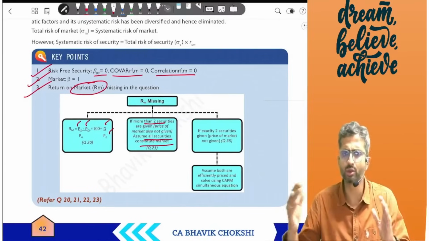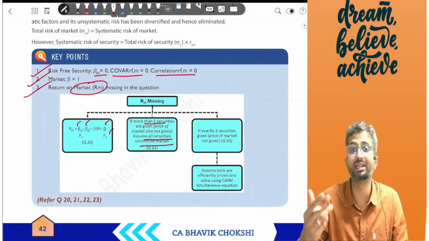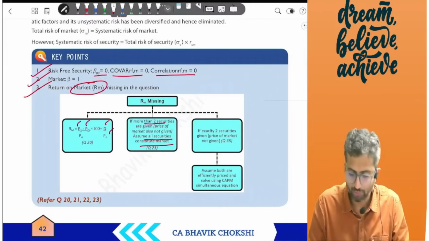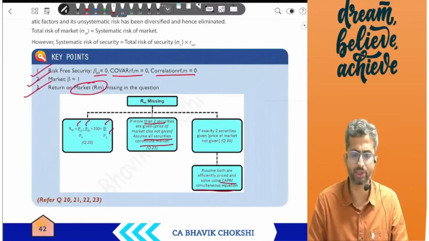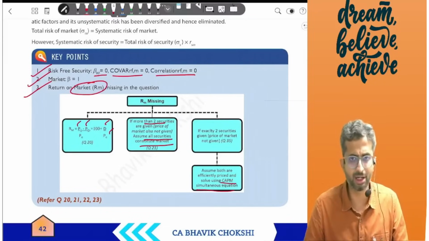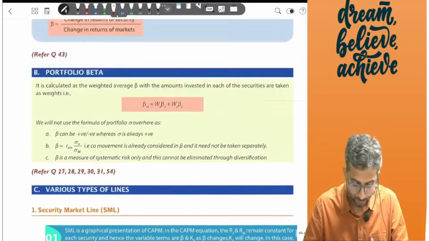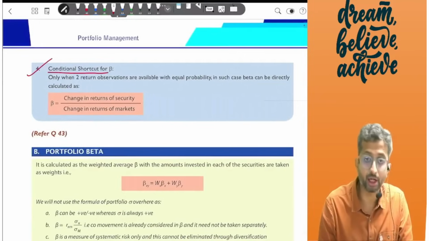and you can say that if these 2 securities are efficiently priced and I have the return for these 2 securities, I can infer and try to find the market return using CAPM simultaneous equations. So you can understand this better through practice, but these are a few ways in which market return can be inferred. Okay, there is a conditional shortcut for calculating beta.